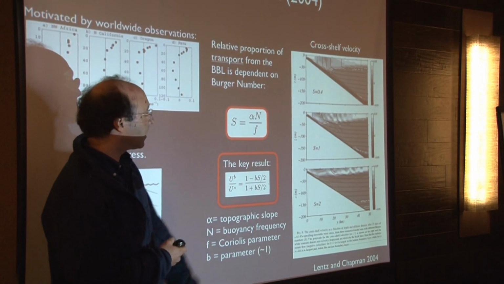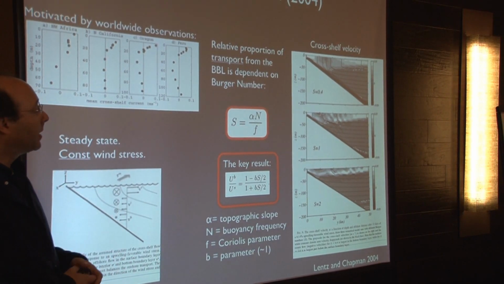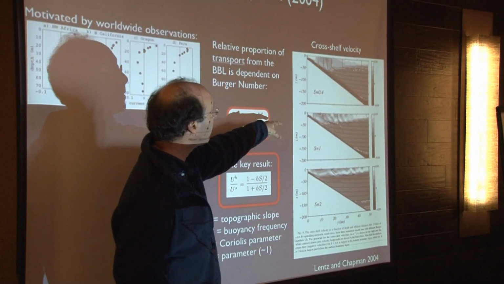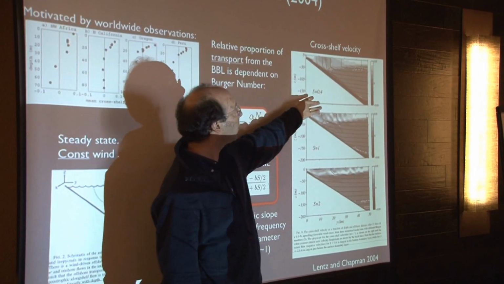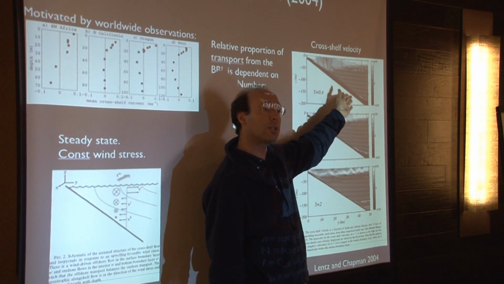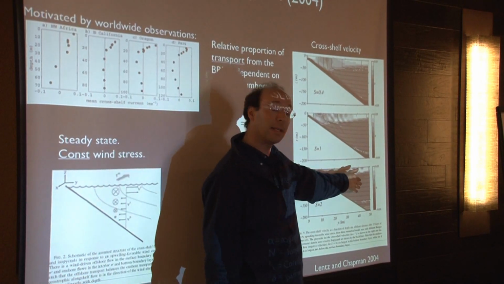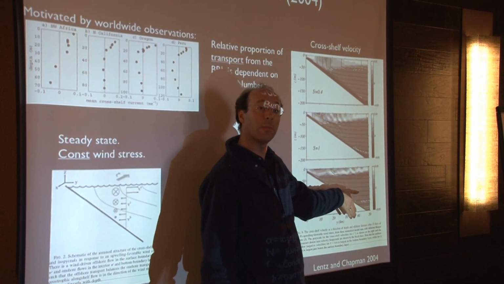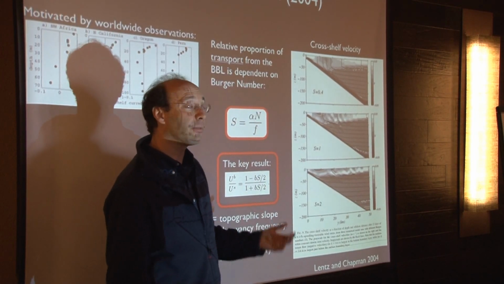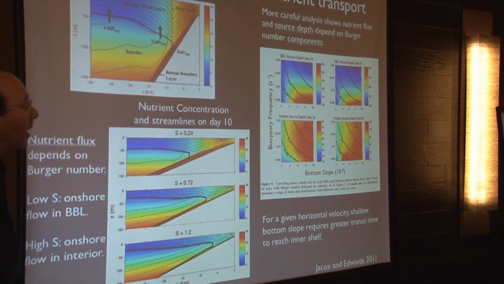And that's what's shown in this expression down below. It's the key result, and it's a very simple expression that can be illustrated basically by these figures that I'll show on the next slide. That for small Burger number, you can have onshore transport that's happening largely along the bottom boundary, whereas as the Burger number increases, you end up getting interior transport dominating over the bottom boundary layer. And that has a direct impact on the nutrient flux, which is work that we did to extend this work to a more ecosystem type problem.